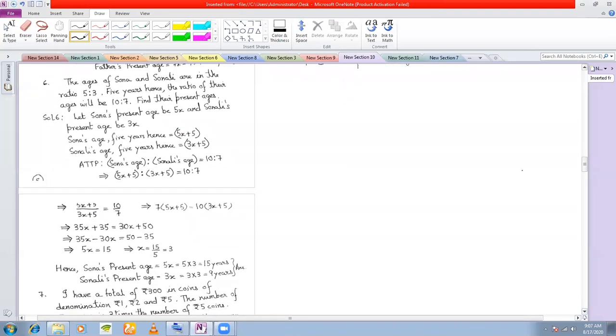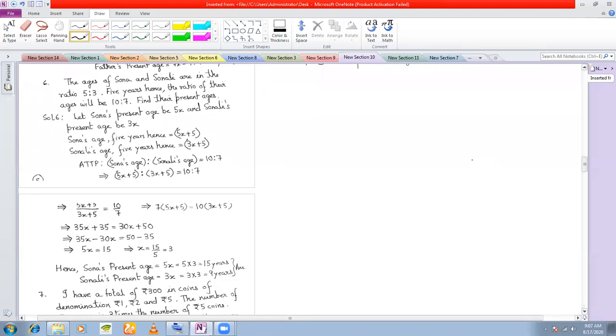Next, the ages of Sona and Sonali, two people, are in the ratio 5:3. So the ratio of the ages is given as 5:3. What does the ratio mean? That if I take Sona's age to be 5x, then Sonali's age will be 3x. Or if I take Sonali's age to be 3x, Sona's age will be 5x. That is what the ratio means.